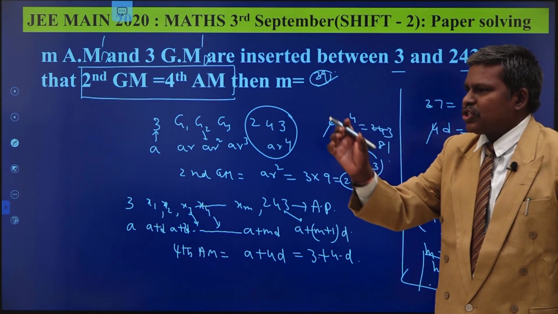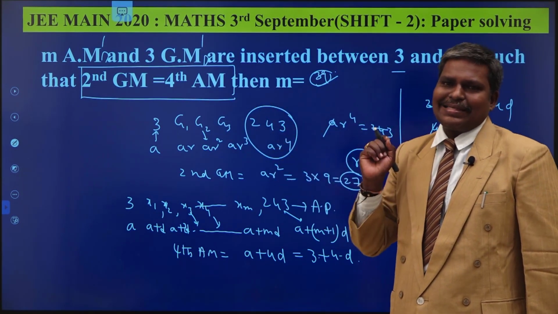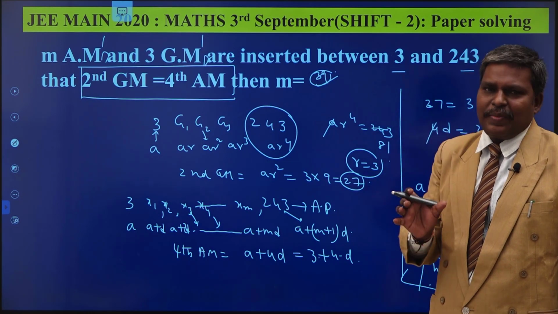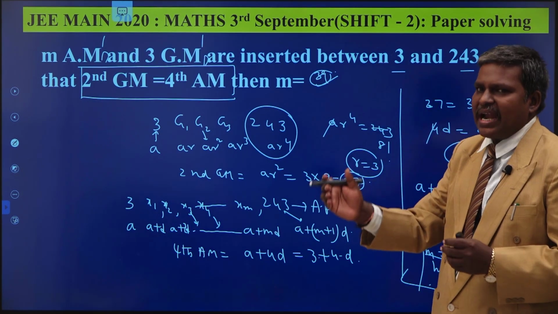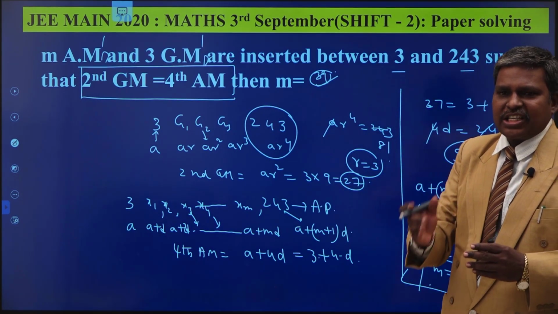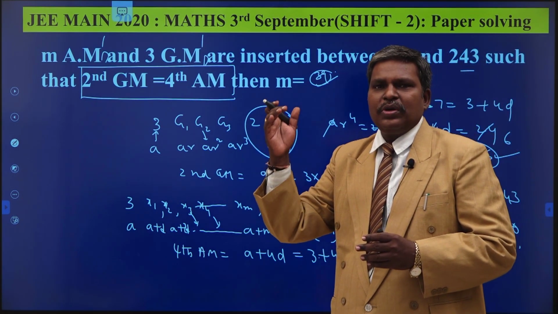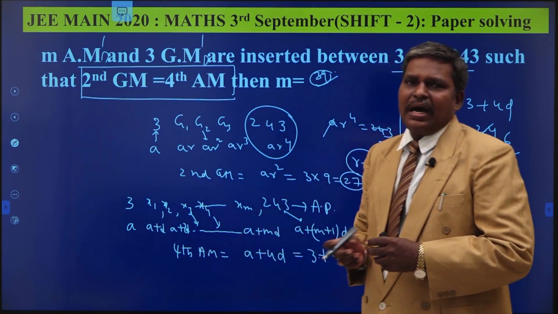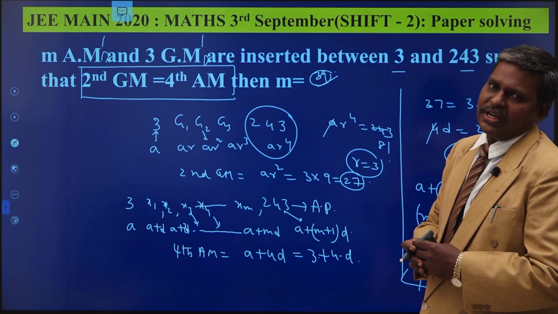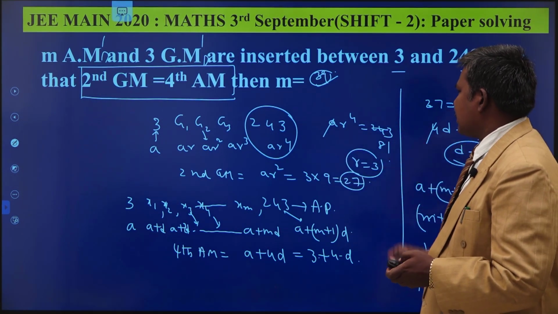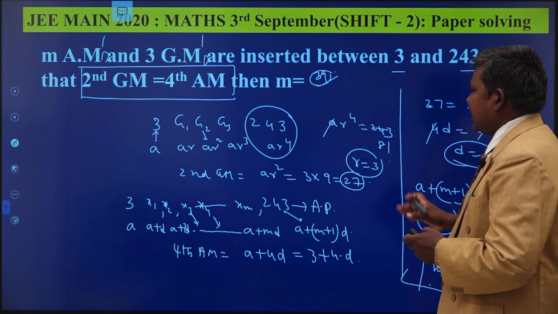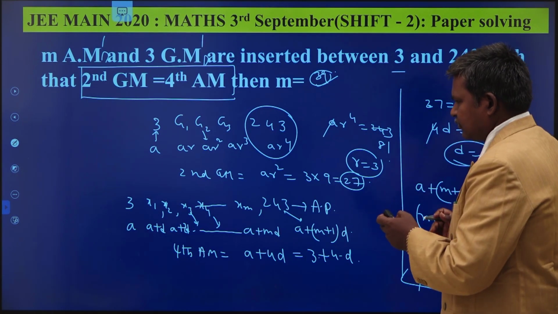So x1, x2, x3 and so on up to xm are M arithmetic means between two numbers A and B if A, x1, x2, x3 and so on up to xm, B are always in arithmetic progression. With the help of this simple technique, we can crack this one.